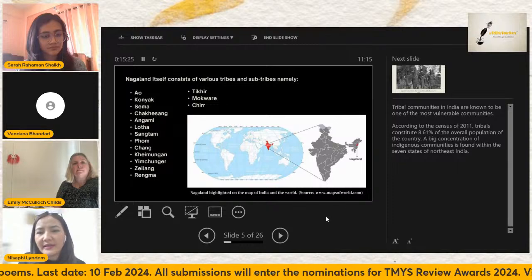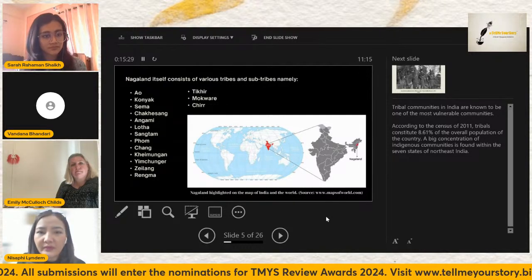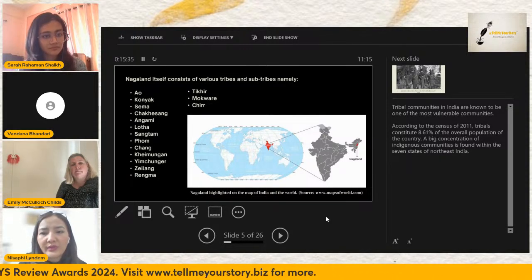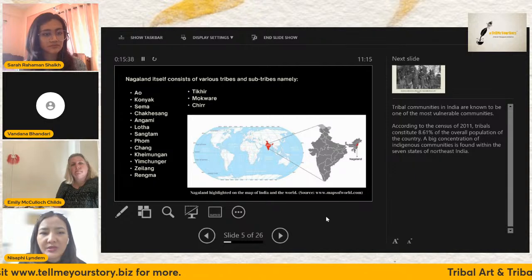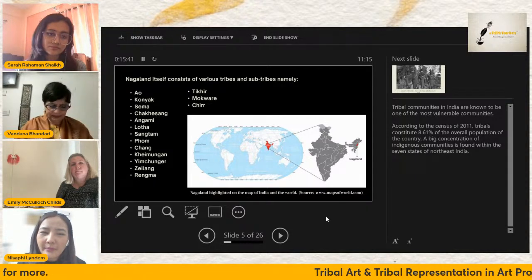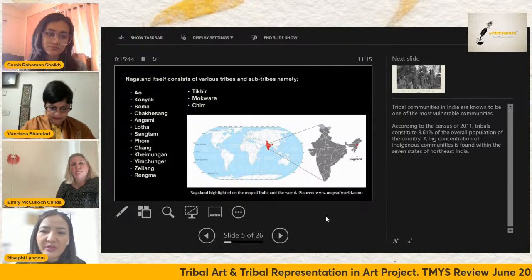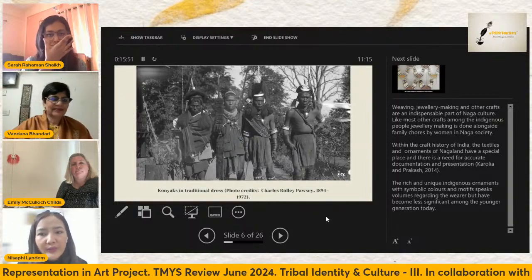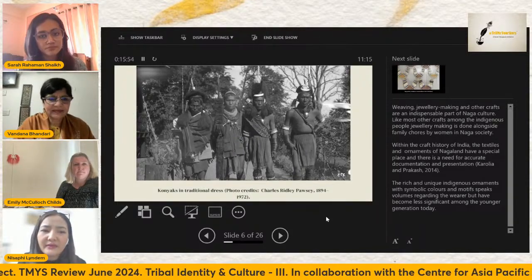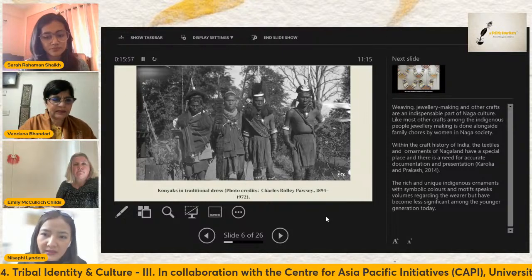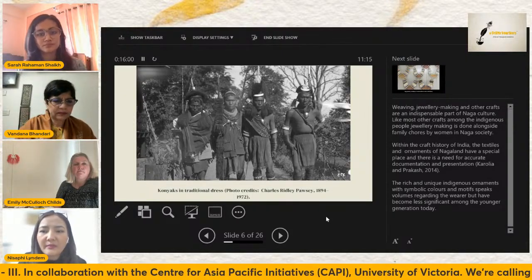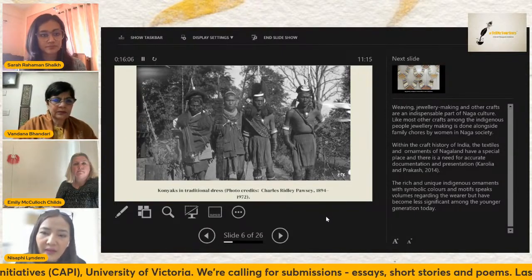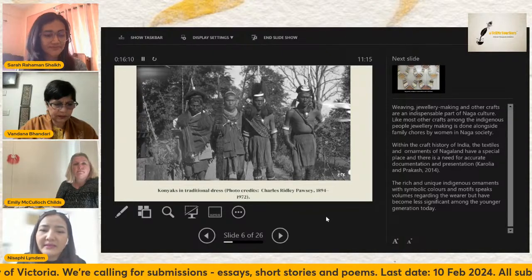So the tribal communities in India are known to be one of the most vulnerable communities. According to the census, the tribals constitute about 8.61% of the overall population of the country. A big concentration of the indigenous communities is found within the seven states of Northeast India. Weaving, jewelry making, and other crafts are an indispensable part of Naga culture. And like most other crafts among the indigenous people, jewelry making is done alongside other family chores by women in the Naga society.